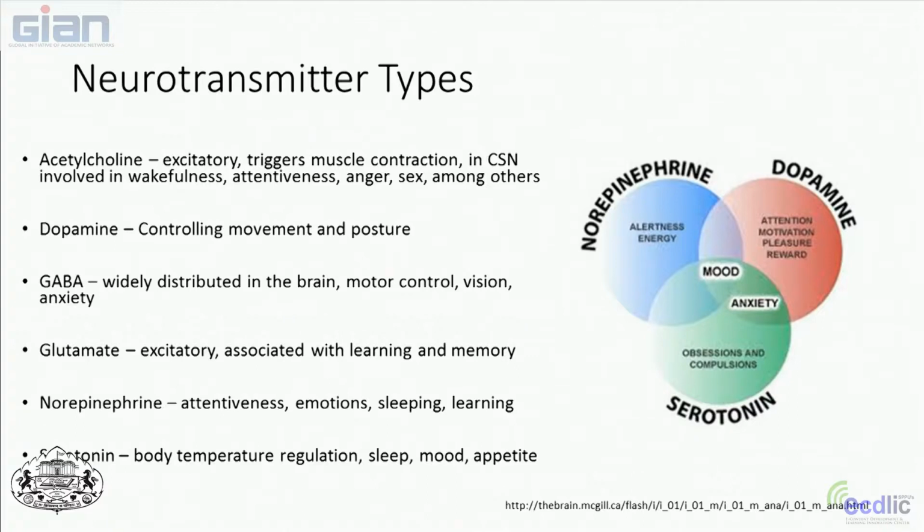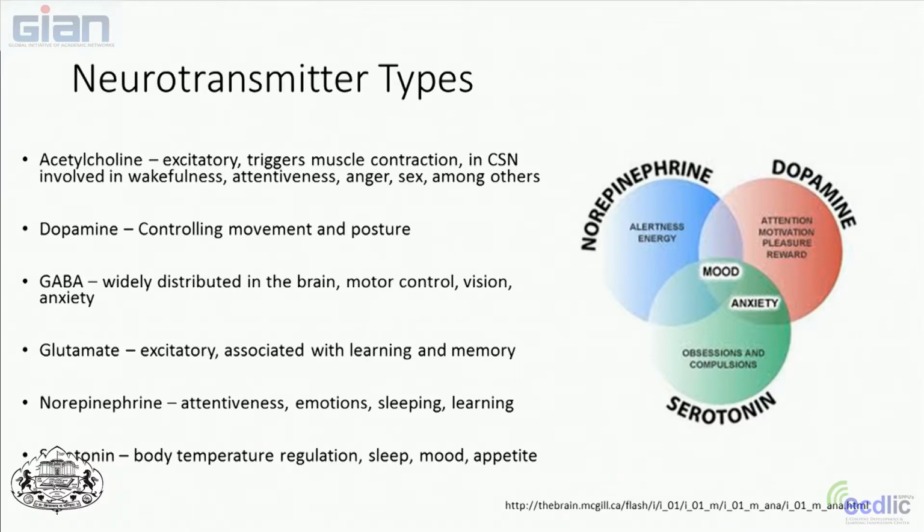Dopamine is another type of neurotransmitter that's involved in controlling movement and posture. GABA is a neurotransmitter that's widely distributed in the brain for motor control, vision, and anxiety. Glutamate is also an excitatory neurotransmitter that's often associated with learning and memory. Norepinephrine is a neurotransmitter that helps in attentiveness, emotions, sleeping, and learning. And serotonin, you might have heard of, is a big neurotransmitter that regulates body temperature, sleep, mood, and appetite.